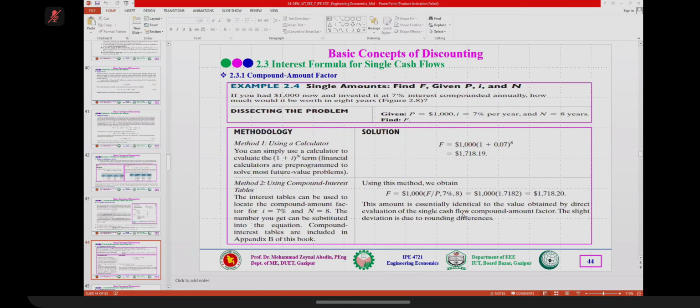This amount is essentially identical to the value obtained by direct evaluation of the single cash flow compound amount factor. The slight deviation here is due to rounding differences. In the first case, you have to do some rounding because this is to the power 8. The calculator will give you a very long, very big value. You have to round it. Okay, and this is the future value calculation, the compound amount factor.